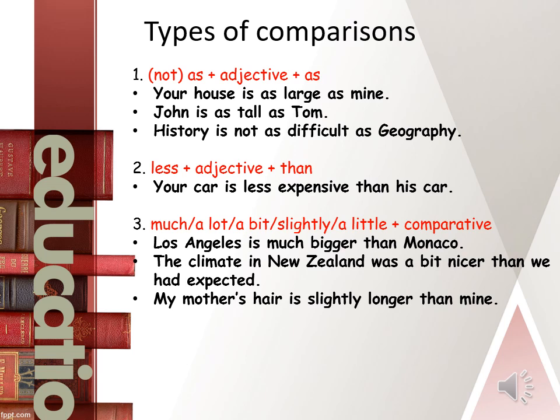The opposite is more than. Your car is less expensive than his car. Much, a lot, a bit, slightly, and a little plus comparative are used to express the degree of difference between two people or things. Los Angeles is much bigger than Monaco. The climate in New Zealand was a bit nicer than we had expected. My mother's hair is slightly longer than mine.